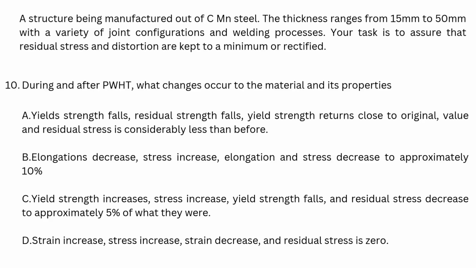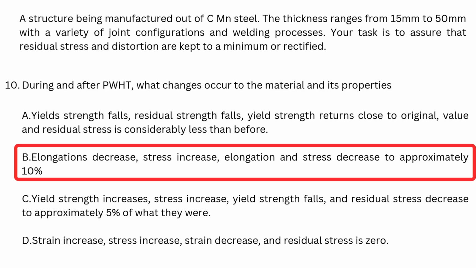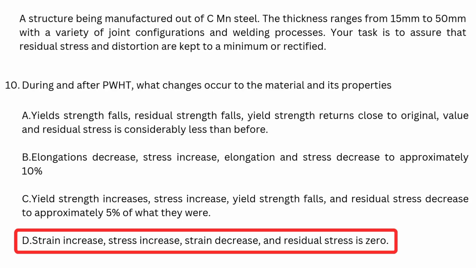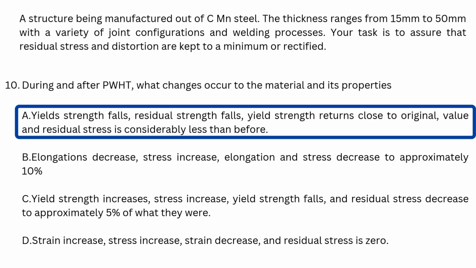Number 10. During and after PWHT, what changes occur to the material and its properties? A. Yield strength falls, residual strength falls, yield strength returns close to original value and residual stress is considerably less than before. B. Elongations decrease, stress increase, elongation and stress decrease to approximately 10%. C. Yield strength increases, stress increase, yield strength falls, and residual stress decrease to approximately 5% of what they were. D. Strain increase, stress increase, strain decrease, and residual stress is 0. The answer is A. Yield strength falls, residual strength falls, yield strength returns close to original value and residual stress is considerably less than before.